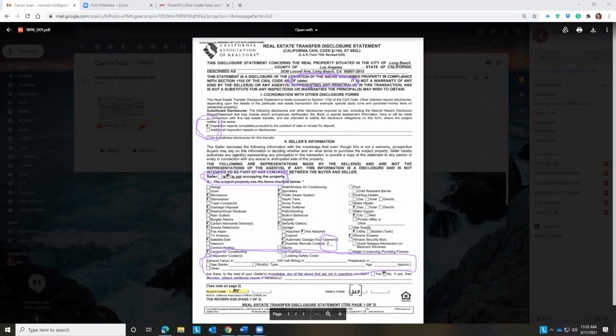Okay, the other thing I wanted to talk about in regards to disclosures is the SPQ.